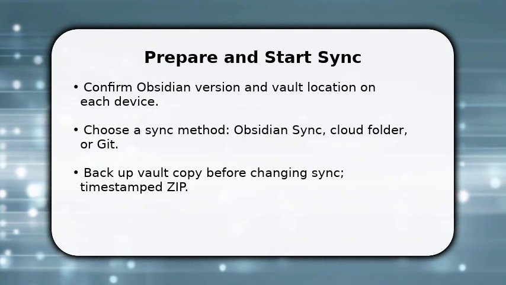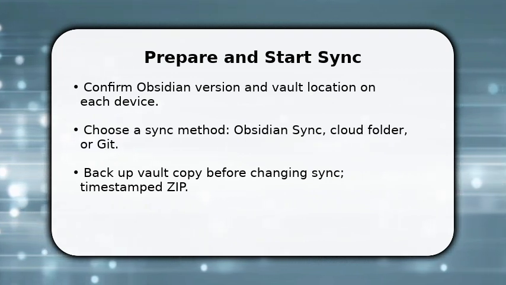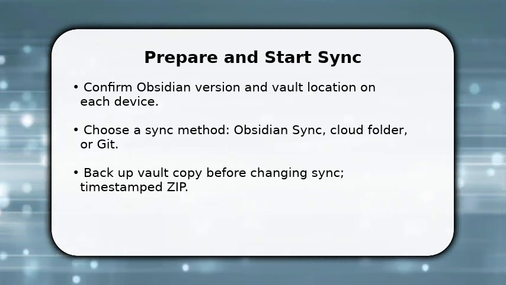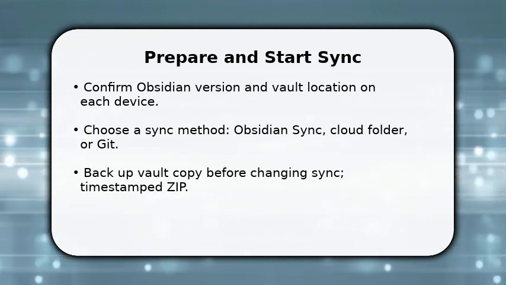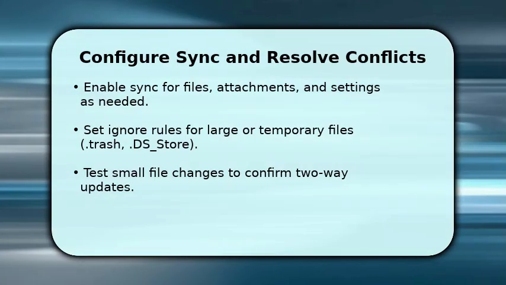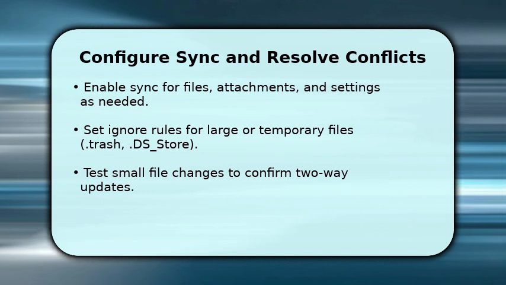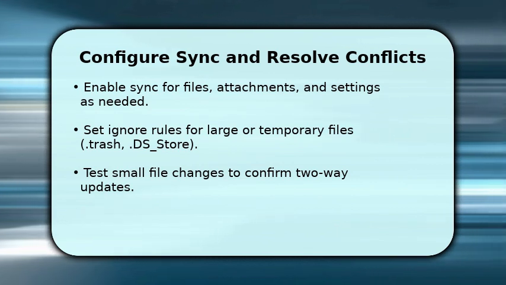Once done, explain which device will be the primary source to prevent conflicting initial merges, and proceed to connect the vault. You now configure the chosen sync pipeline. Enable file and attachment sync and include or exclude settings depending on whether you want identical setups. If using Git, set up a Git ignore for large caches and temporary files like DS_Store and trash to avoid noise.